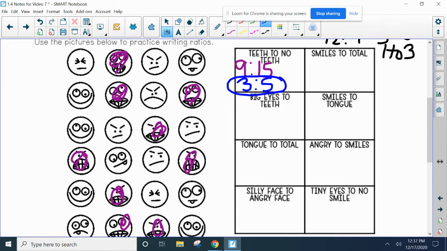Well, let's erase what I have. Some of these teeth are not smiles, so we know it's going to be less than 9. So he's a smiler. 1, 2, and some of them aren't teeth. 3, 4, 5, not him, 6, and 7, 8. So I have 8 smiles.